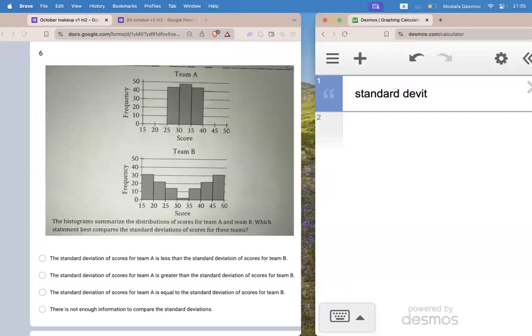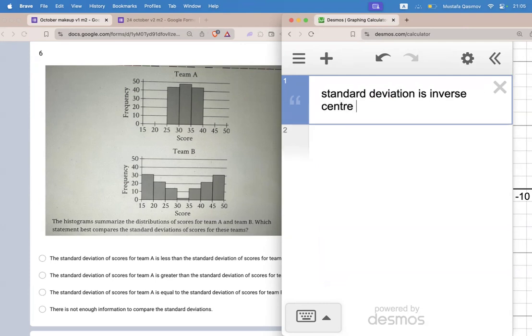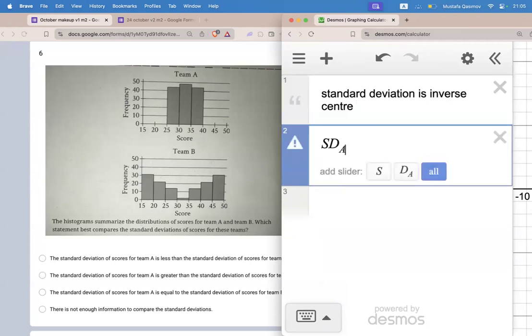Standard deviation generally shows how far values are from the center. And we can say that standard deviation has an inverse relation with the number of values at the center. Or we can say in short, standard deviation is inverse with the center. So because we have a lot of numbers here, it means that the standard deviation of A is less than the standard deviation of B. That's all.